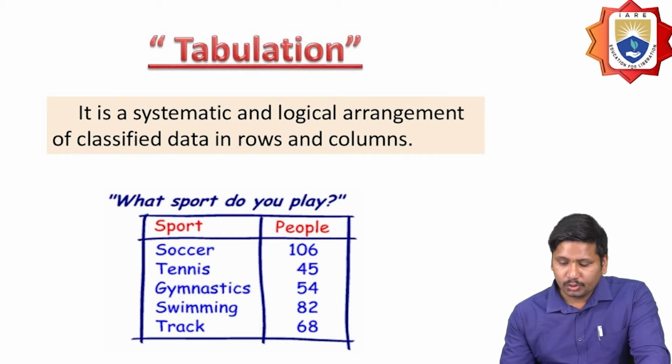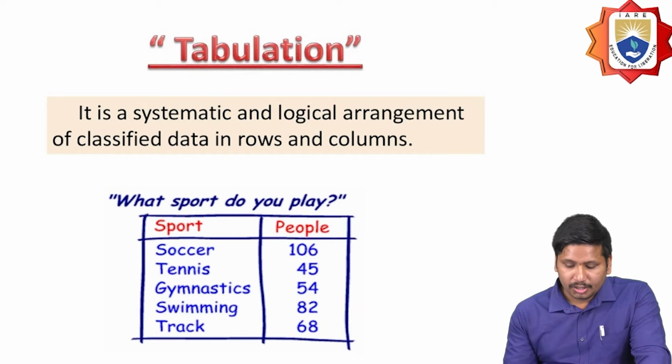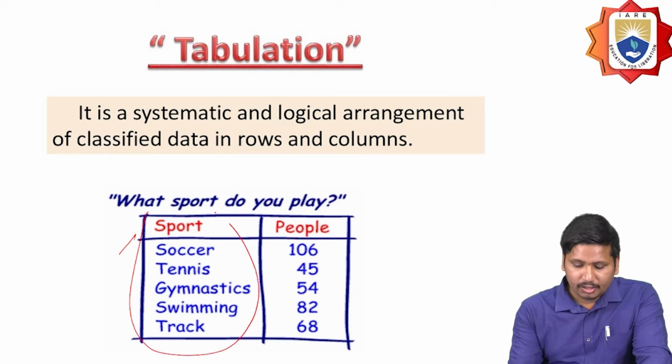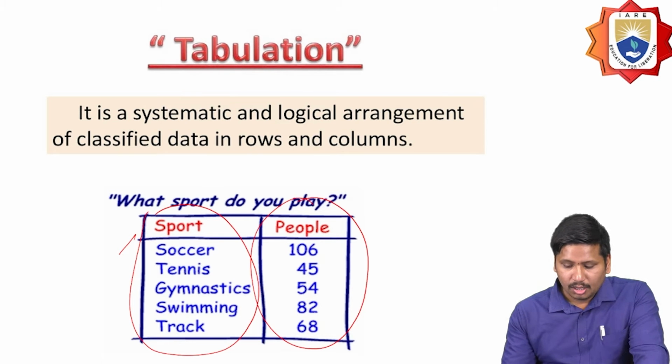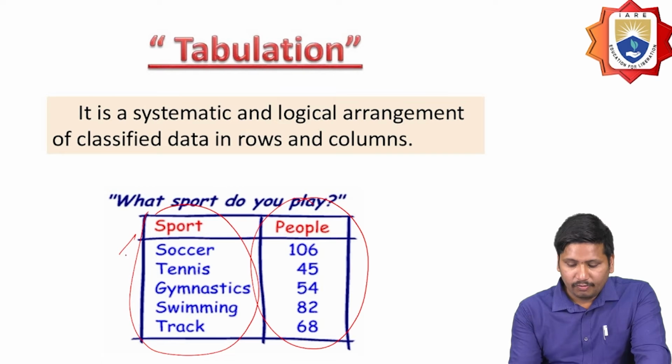So many of you know that a table is a collection of rows and columns. Same thing here, but it should be defined as a systematic and logical arrangement of classified data into rows and columns. So how can we represent it? This is a simple way of representing data. I'm taking sport as one column and people as another column, and then I can fill the rows like this.